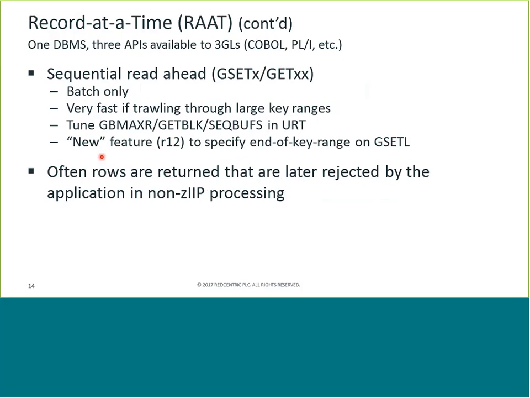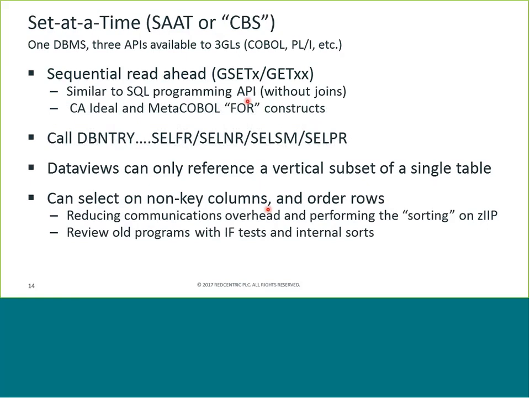But with record at a time, often you're retrieving rows that you later reject by the application in some if test within your application, or having joined to a different table, you got data from lots of different tables. You then reject this whole collection of rows. So all of that work's being done on non-zip processor, so it's expensive, and we want to reduce that. So record at a time historically has been good, but it really should be only used for specialist tasks now.